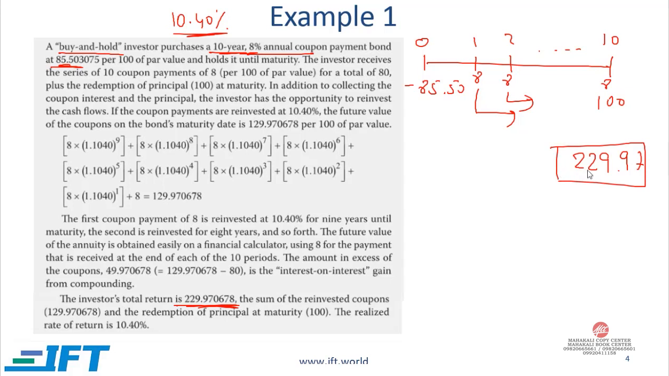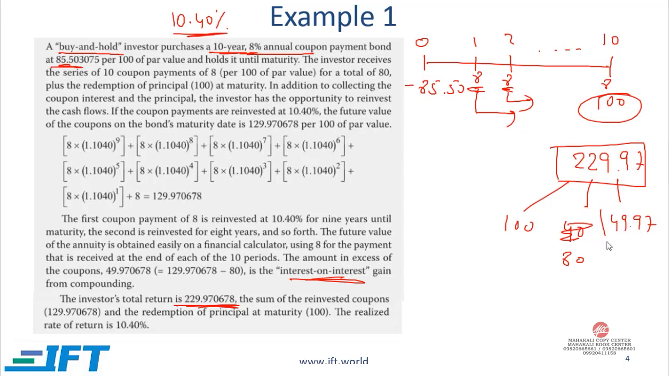Now, where is this number coming from? Out of this 229.97, 100 is simply the principal amount that is being received at the end of 10 years. 80 is the total amount of coupon payments, so 8 times 10. And the balance is the interest on interest. This is the money that is received by reinvesting the coupon payments, and that amount is 49.97. Note that a significant percentage of the gain is coming by reinvesting the coupon payments.